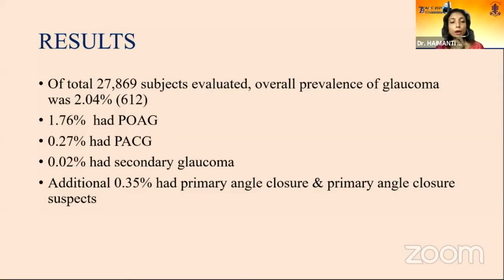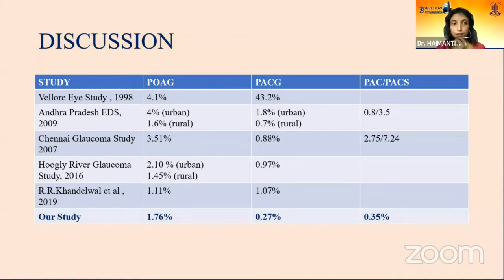Out of that, primary open angle glaucoma was present in 1.76%. Primary angle closure glaucoma was found in 0.27%. An additional 0.35% had primary angle closure suspect.